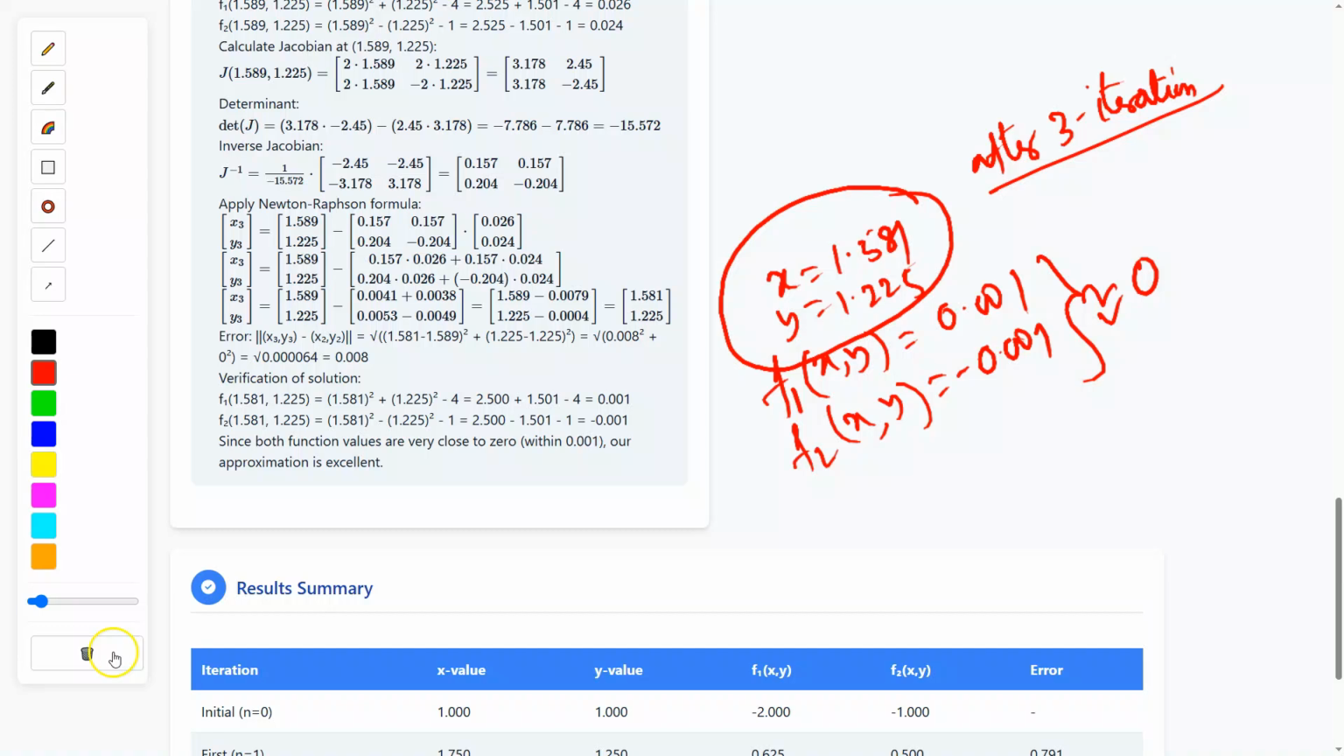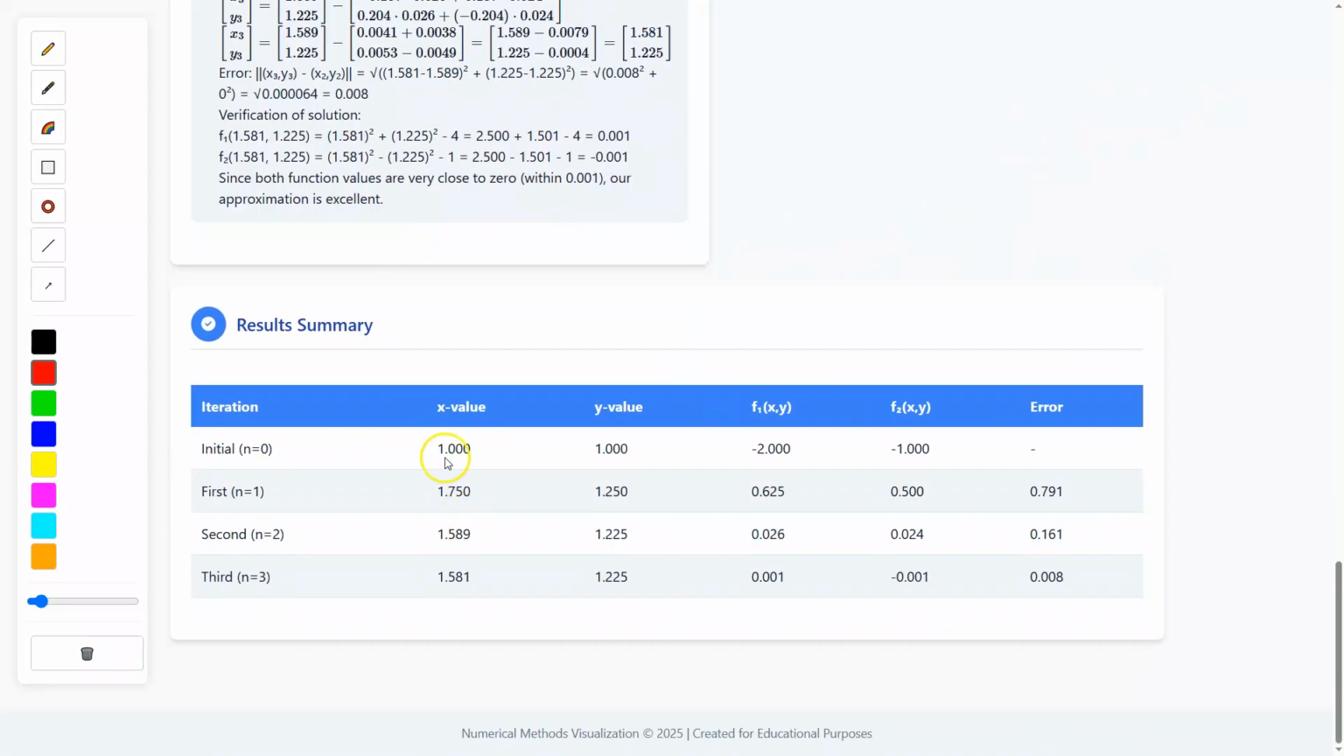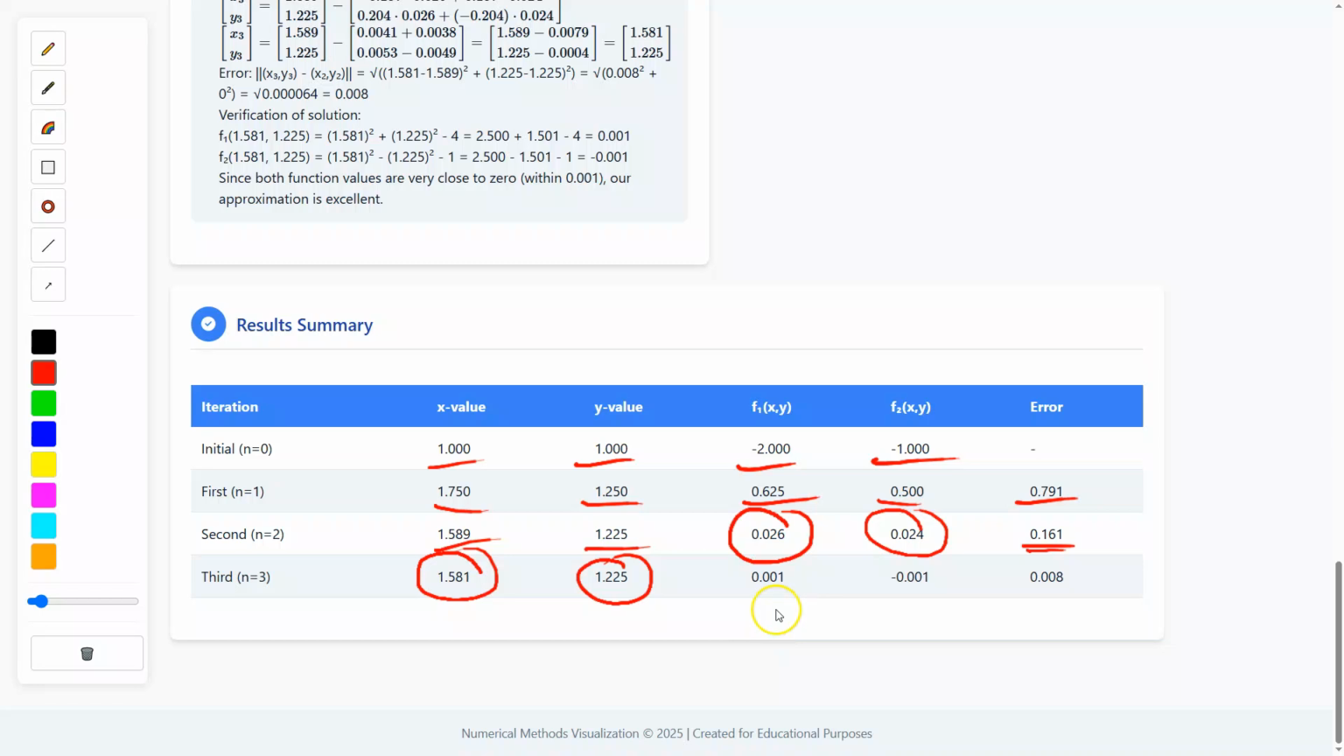So now if I put that in the summary table, if you see here, at x value 1, 1 we started, then function values minus 2, minus 1, then after the first iteration we will get 1.750, 1.250, we will get 0.625, and the function 2 value is 0.50, and the error is 0.791. Then after n equal to 1, when n is equal to 2 we are getting x values 1.589 and 1.225, the function value 0.026 and f2 value 0.024, and the error is reducing, 0.161. And then the third iteration, we'll get 1.581 and 1.225, and here the function values are 0.001 and minus 0.001, and the error is 0.008. So after 3 iterations, it is very close to 0.